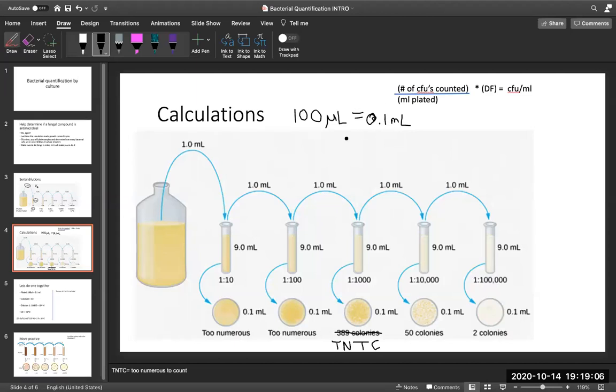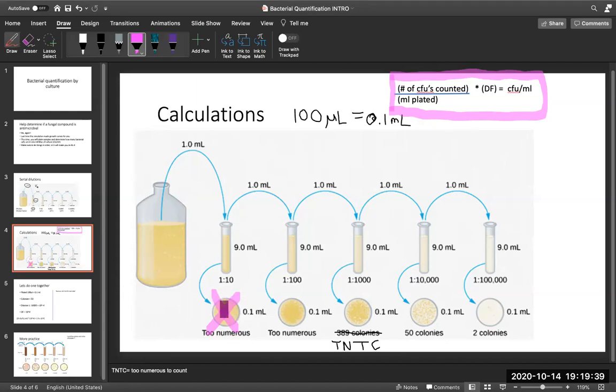And you need to really pay attention to units whenever you're doing any type of calculation, or else they'll be wrong. And so the equation that you use, if you want to call it an equation, after you've counted the colonies, so we wouldn't be able to count any of these. This is complete and total growth. It's just a solid lawn.